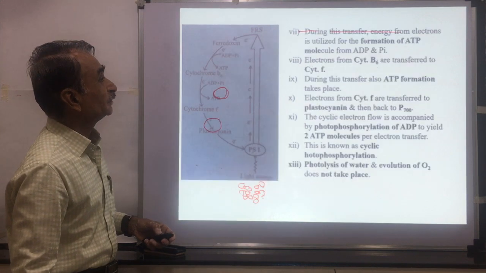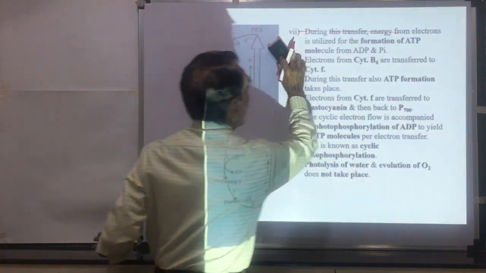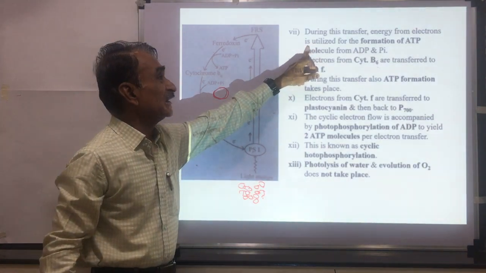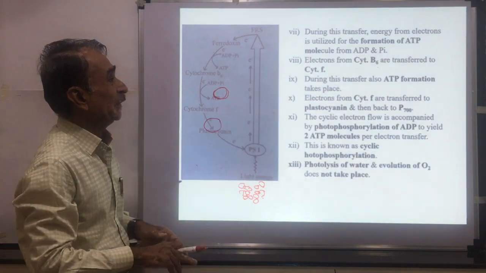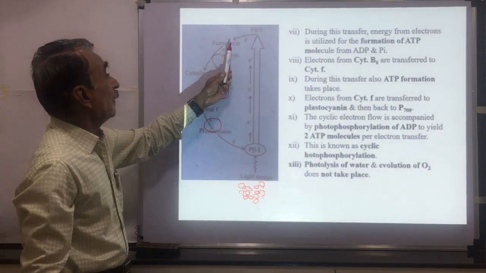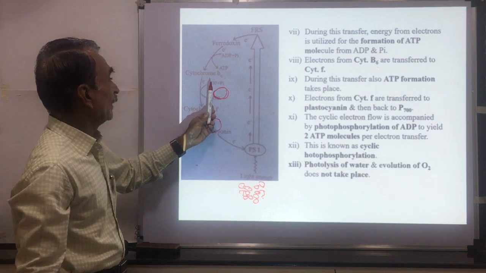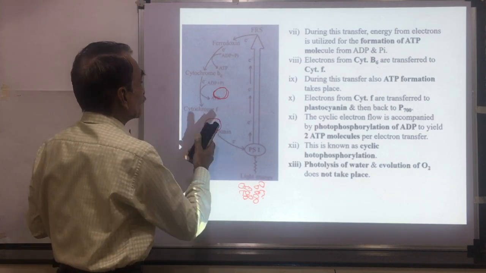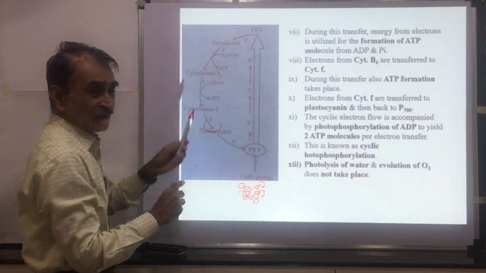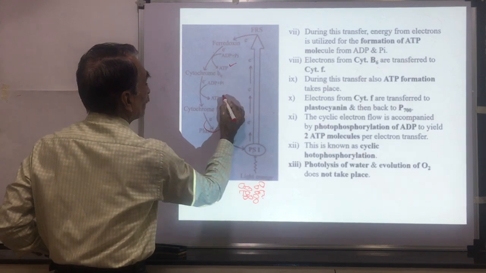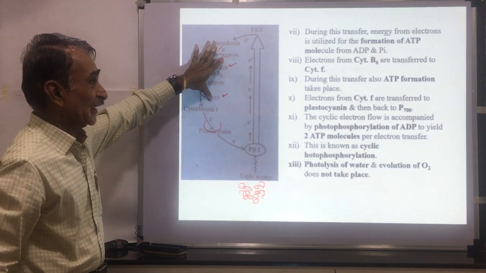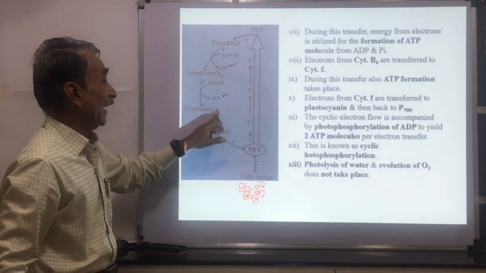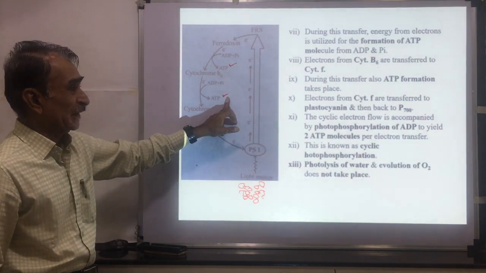Thus, during the transfer of electrons, energy from the electrons is utilized for the formation of ATP molecule from ADP plus inorganic phosphate. From ferredoxin to cytochrome B6, and from cytochrome B6 to cytochrome F, in these two steps electrons lose energy. It is used for the formation of one ATP molecule in each reaction. Electrons from cytochrome B6 are transferred to cytochrome F. During this transfer also 1 ATP is formed.